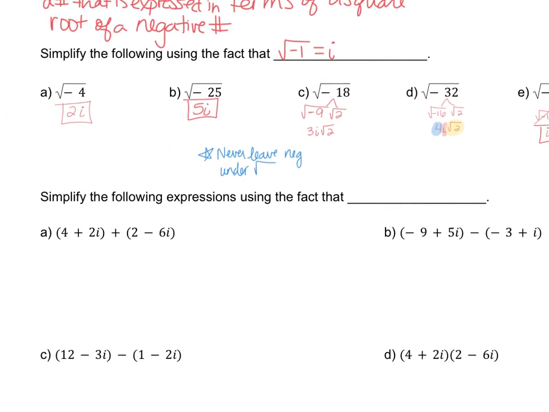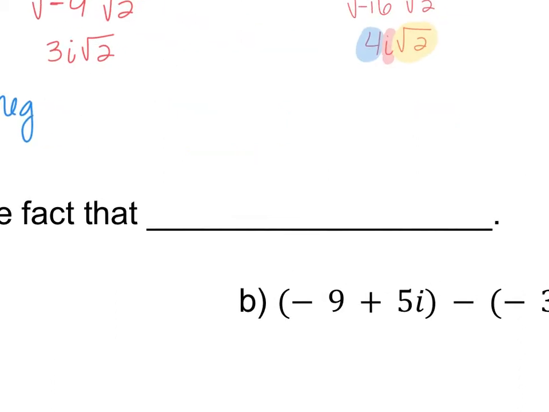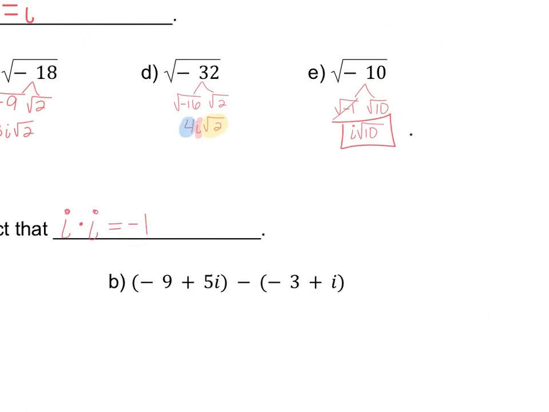Okay, so this next part, they're going to add a little bit to it. So simplify the following expressions using the fact that, okay, this comes up a lot. It's huge, so make sure you write this down. Anytime you have i times i, that equals negative 1.